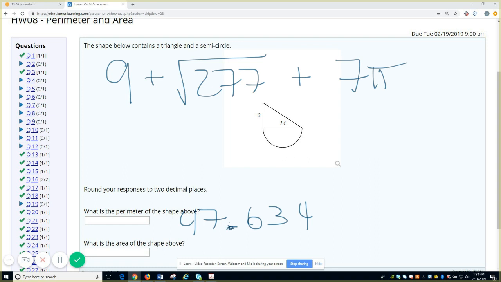So if you're wondering, this of course is this 9. This of course is the square root of a squared plus b squared to give me c. And then this of course is half the circumference. All right, now let's move on to the area.